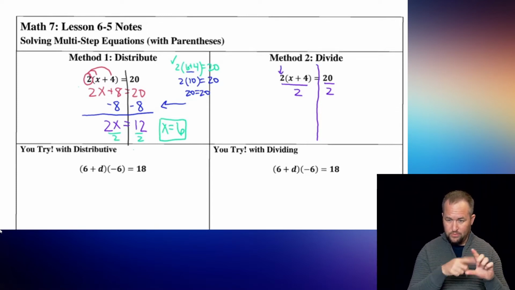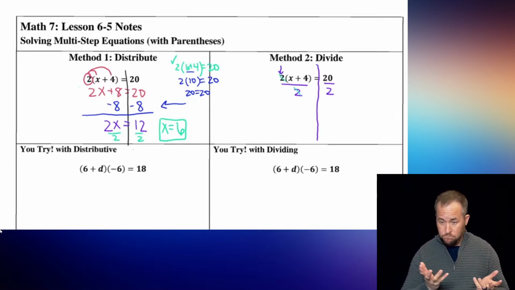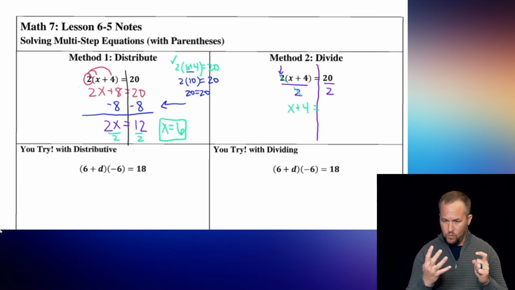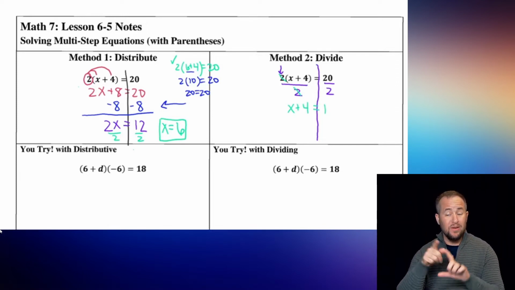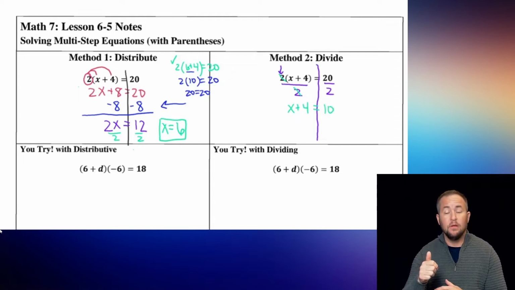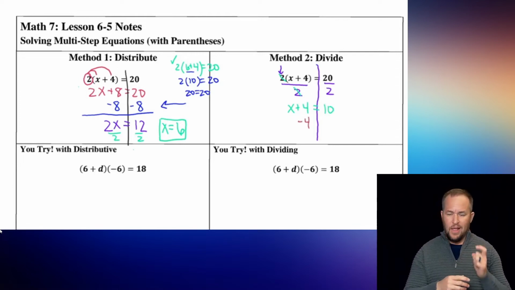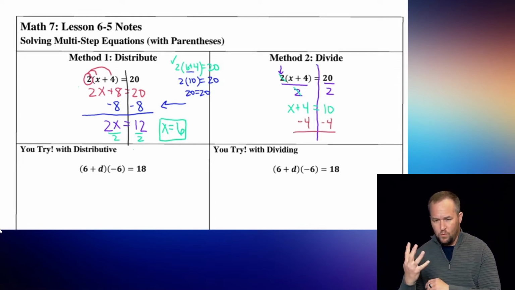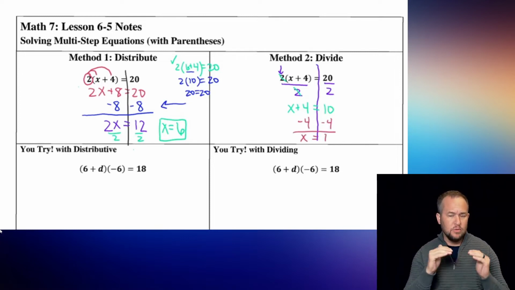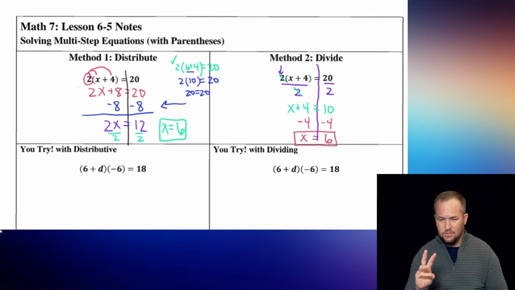So then what I have left over, when I take 2 divided by 2, that's just the number 1, or just what is left inside the parentheses. So just x plus 4 equals, and then 20 divided by 2 gives us 10. Our last step here is just to get x by itself, so I subtract 4 on both sides. Final answer here is x equals 6. Notice we do get the exact same answer that we did when we distributed.